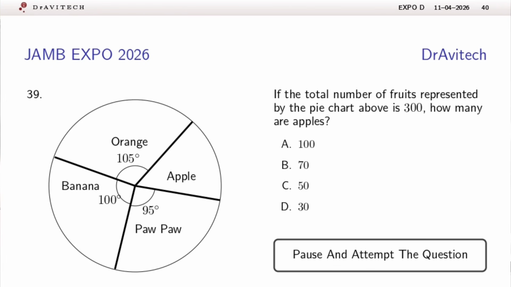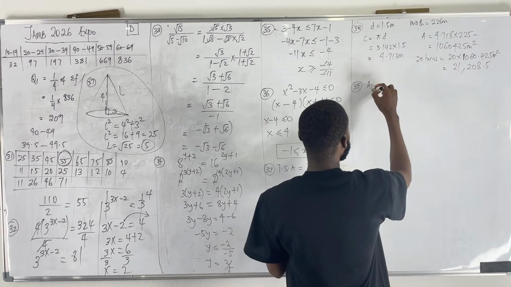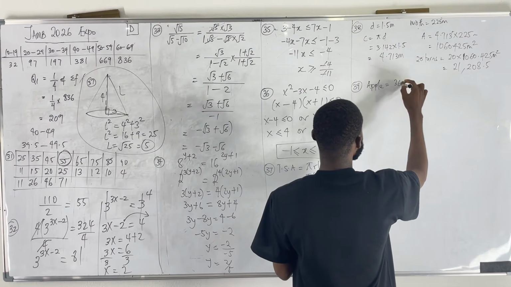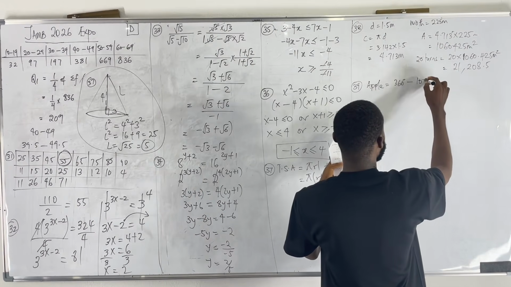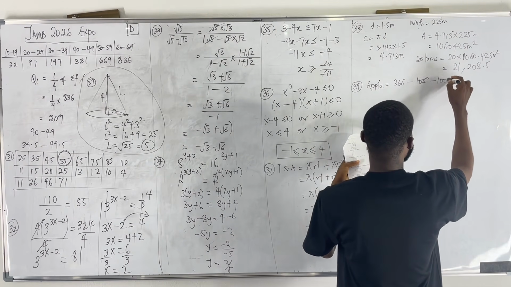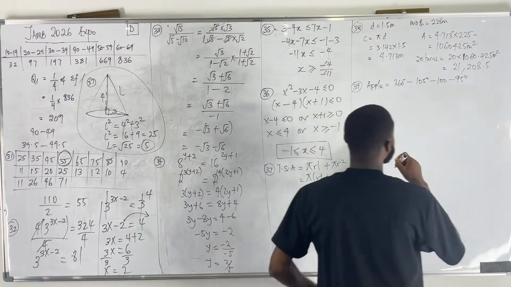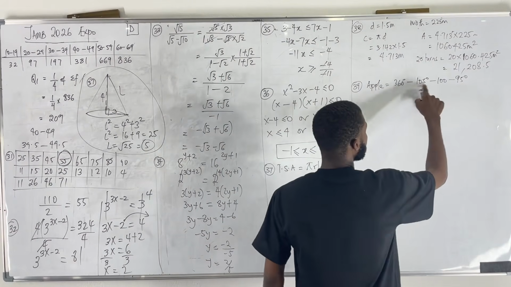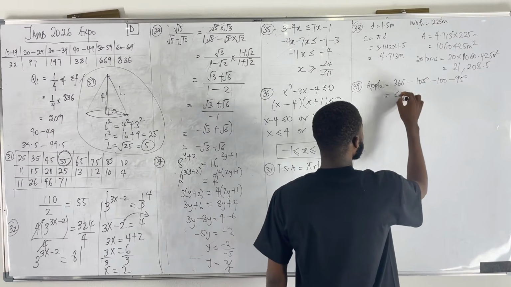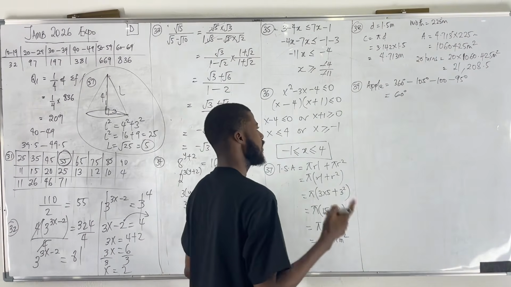For question 39, if the total number of fruits represented by the pie chart above is 300, how many are apples? First of all, if you notice, the degree for apple was not given. So let's find the degree for apple. Sum of angles is always 360. So the angle for apple will become 360 minus 105 minus 100 minus 95. So you minus the remaining angles. These two will give us 200, 300, so this will be 60 degrees. So apple is 60 degrees.